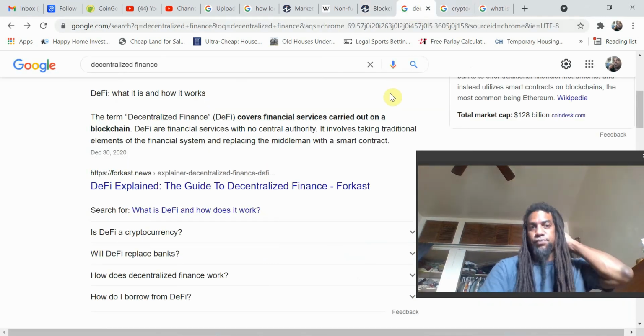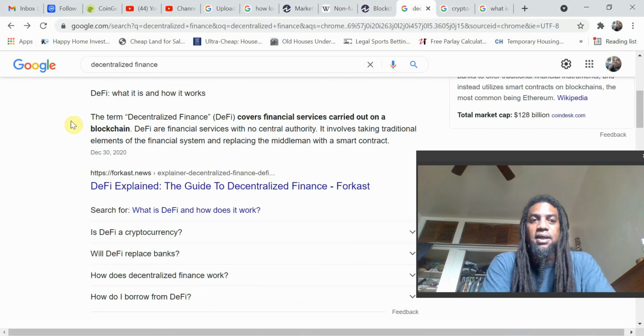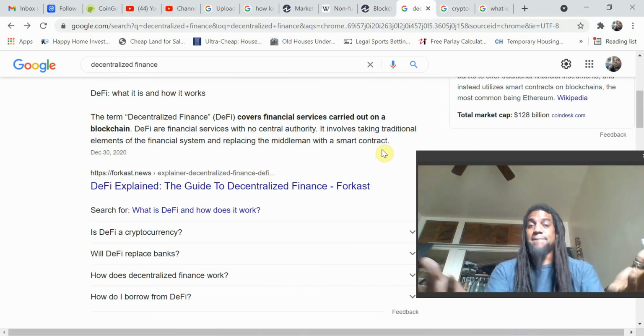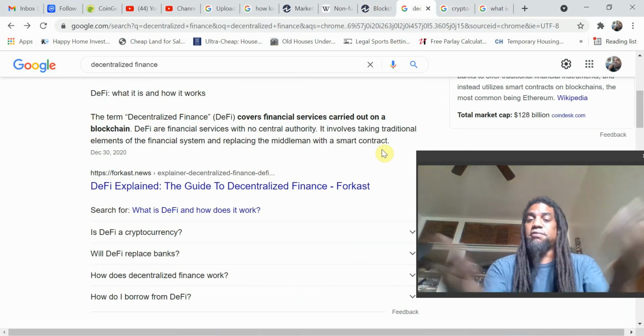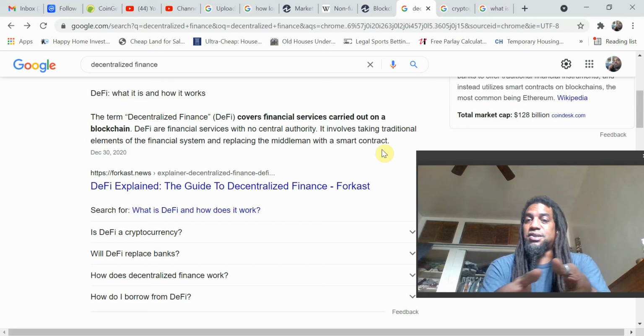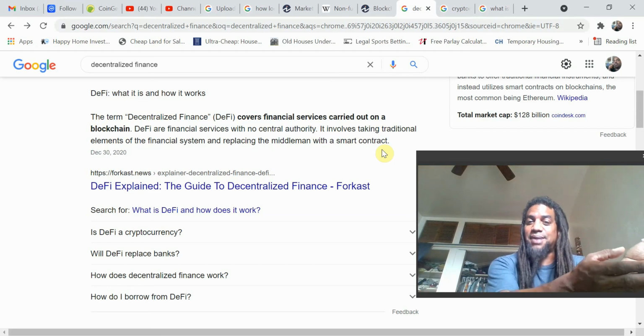DeFi. Okay, DeFi is the term decentralized finance. We refer to it as DeFi for short. It covers financial services carried out on a blockchain. DeFi are financial services with no central authority. It involves taking traditional elements of the financial system and replacing the middleman with a smart contract. That's it. All the services that are in finances right now, we can refer to them as centralized finance now because we have decentralized finance, which is a blockchain.